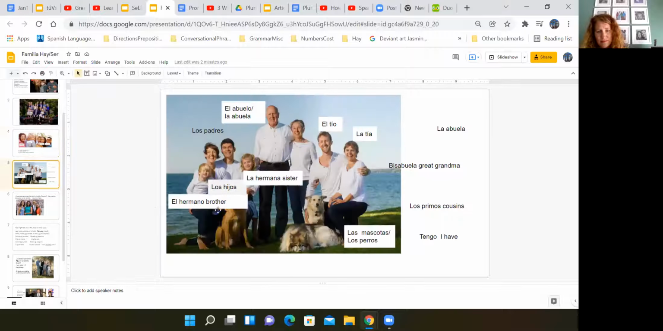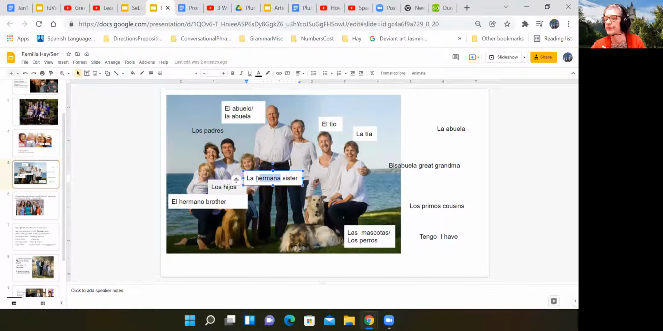And we can also extend that to the words for sister and brother. La hermana, ending in an A, indicates a sister, a female sibling. But el hermano is a male sibling, a brother. So whereas English sister doesn't look anything like the word brother, the words for brother and sister will look exactly alike, except for that ending.